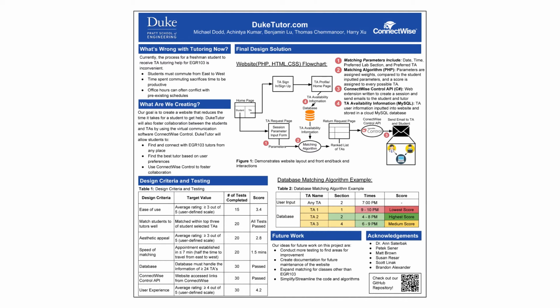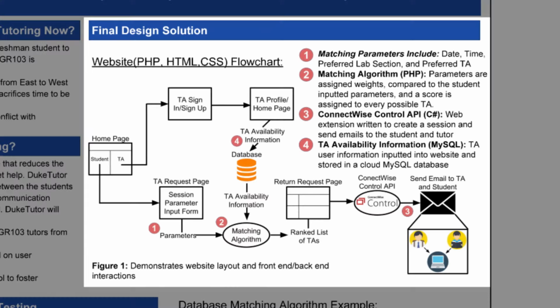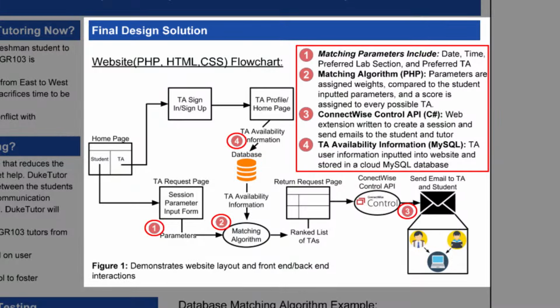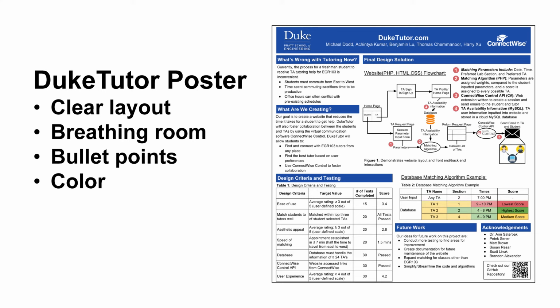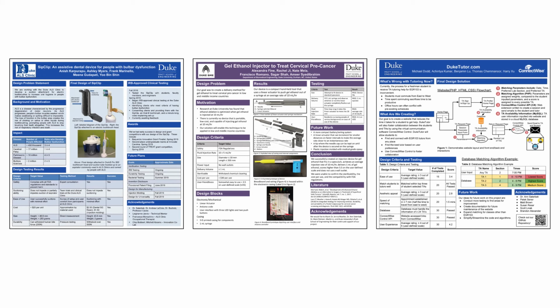The Duke Tutor poster has a different but very effective layout. This team produced a computational solution, and a flowchart of their algorithm is shown in Figure 1. Technical details of the project are demonstrated through the labels 1 through 4. Their layout is very clear, with breathing room, appropriate use of bullets, and use of color that supports the message. These are just 3 examples, and I encourage you to look at posters hanging around the pod and foundry.